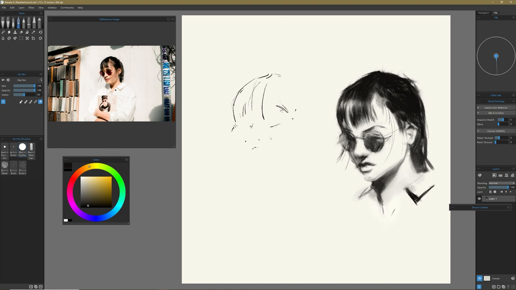And so you can get naturalistic pooling, you know, edge bleed, and then full on drips from any of the wet media in this software. And it is awesome. It's mind boggling.